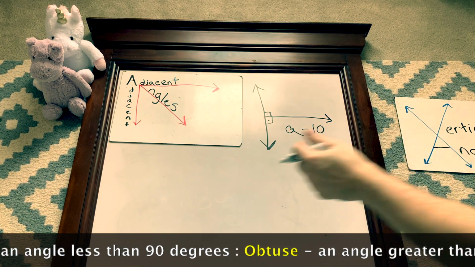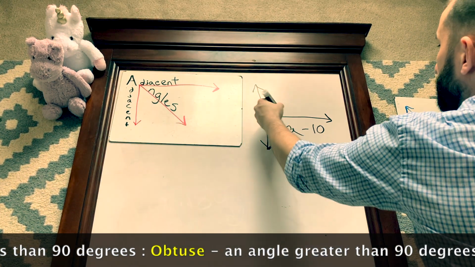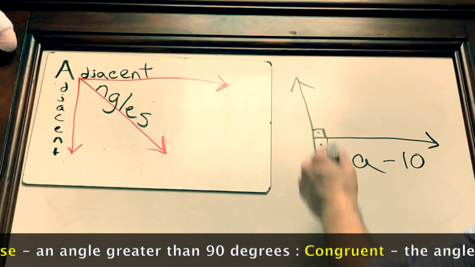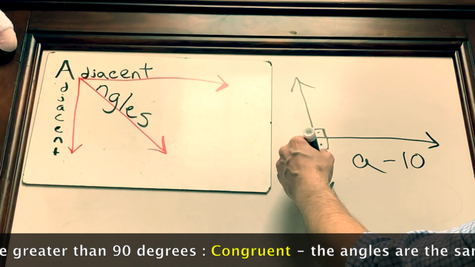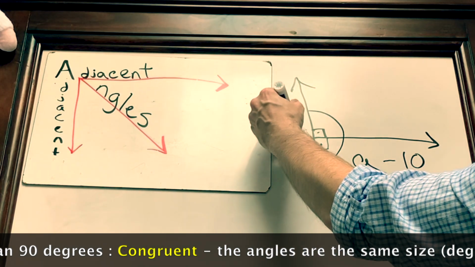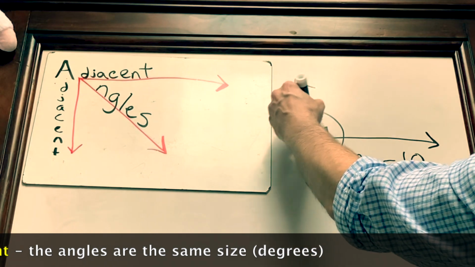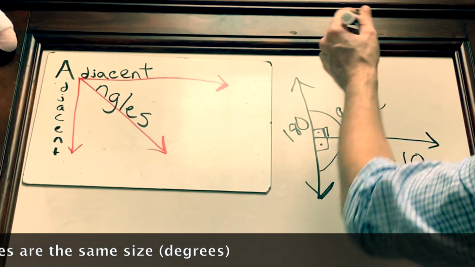When looking at adjacent angles, they are next to each other. So these two are next to each other. They're also both 90 degrees, which means this angle here, that is 180, which is supplementary. This right here, 90 degrees, is complementary.